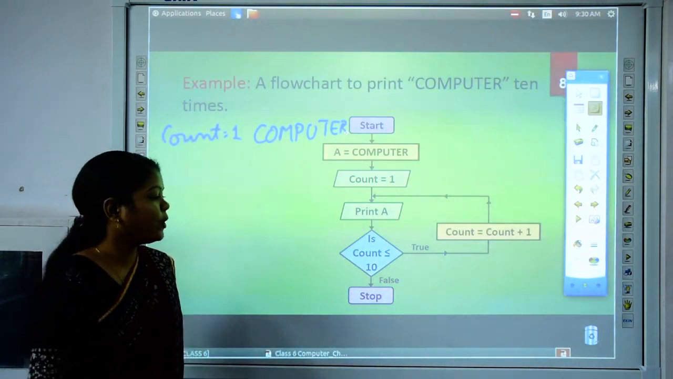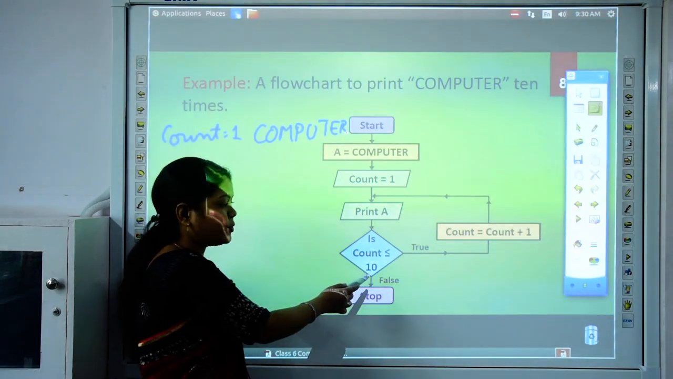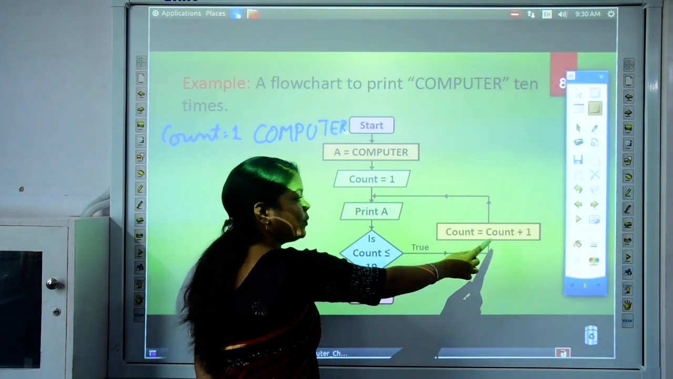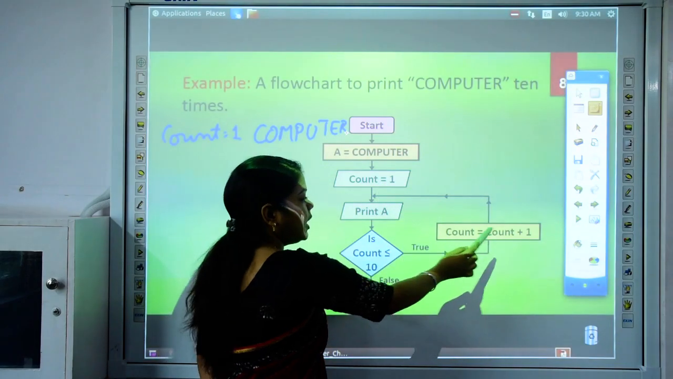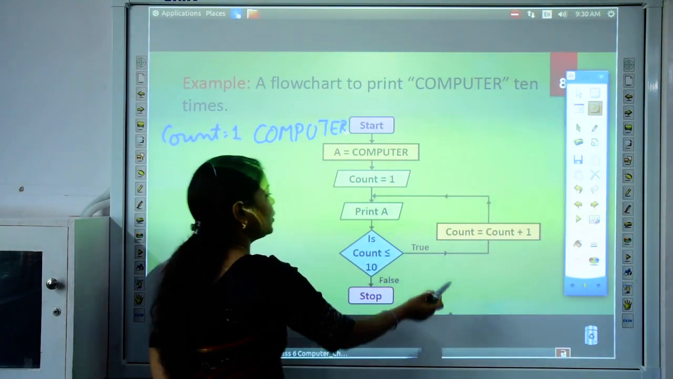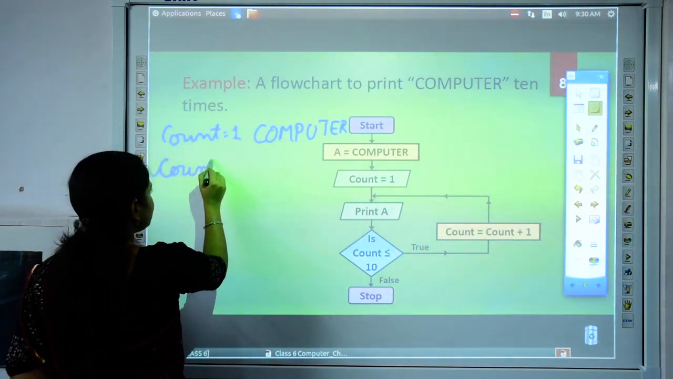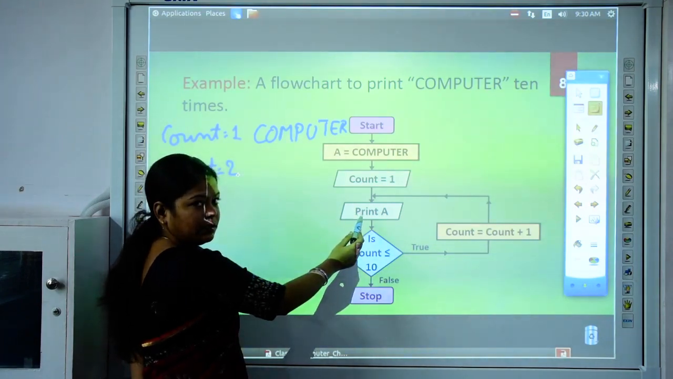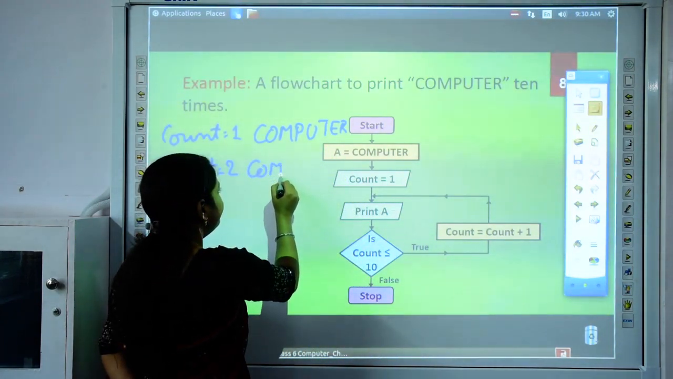Our condition is true because the value of count is 1, which is less than or equal to 10. So the condition is true. We will move to the true part. Here we have a statement count equal to count plus 1. So what is the value of count? It is 1 from here, and 1 plus 1 becomes 2. So here count will become 2. So we write count equal to 2, and again this statement print A prints the computer on your screen a second time.